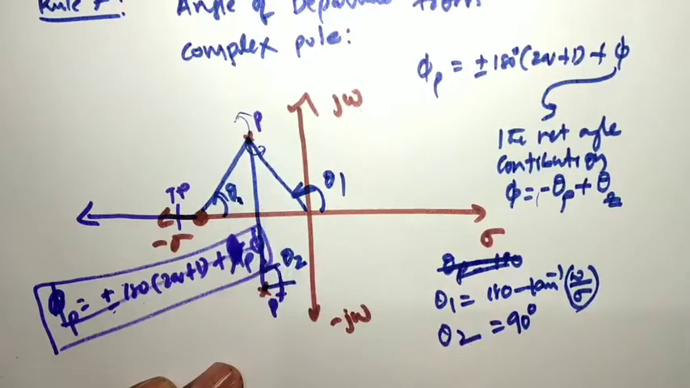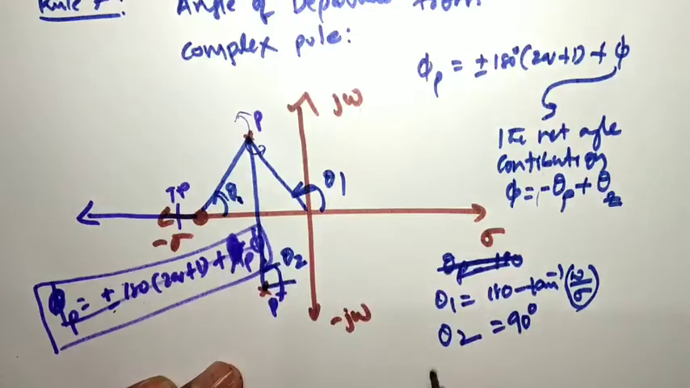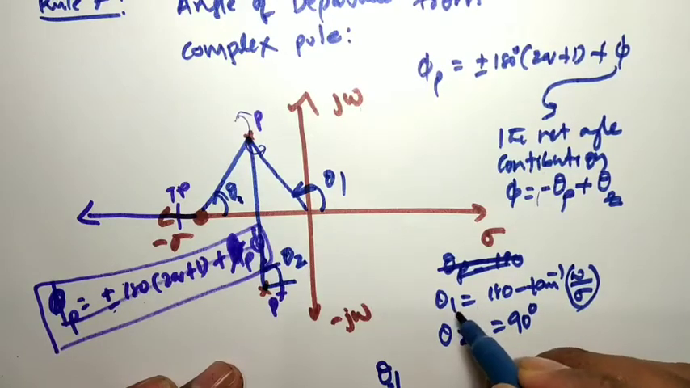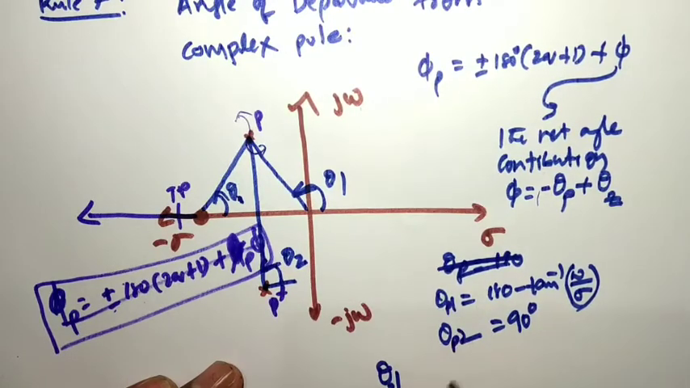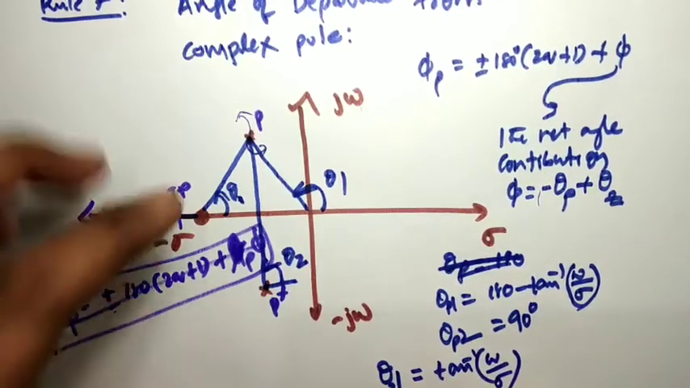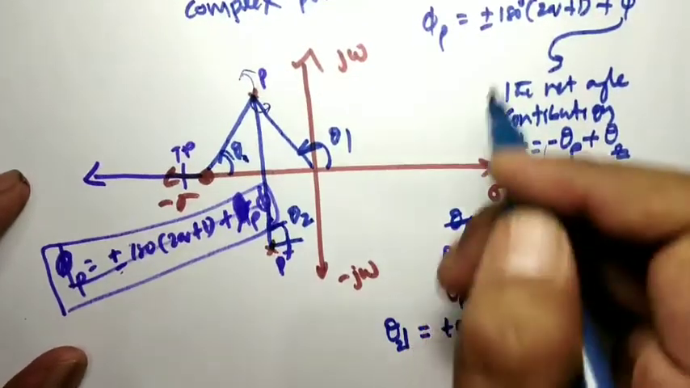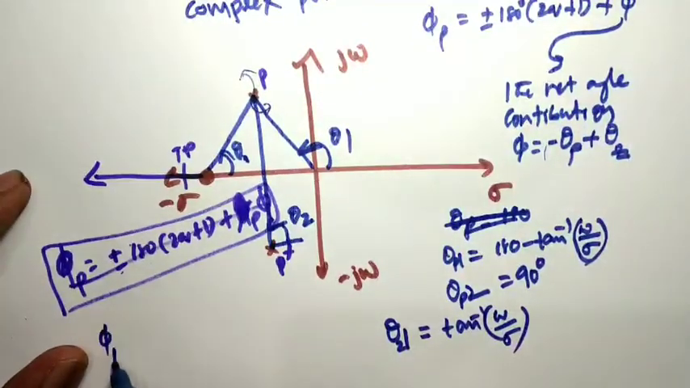So what is the theta 1 here? This theta 1 is contributed by the zero. I am just going to put z1 here, so it will be good. This is p1, this one is p2. So what is tan inverse? Tan inverse omega by sigma. So what is the total angle contribution here? I am going to write it in this place.